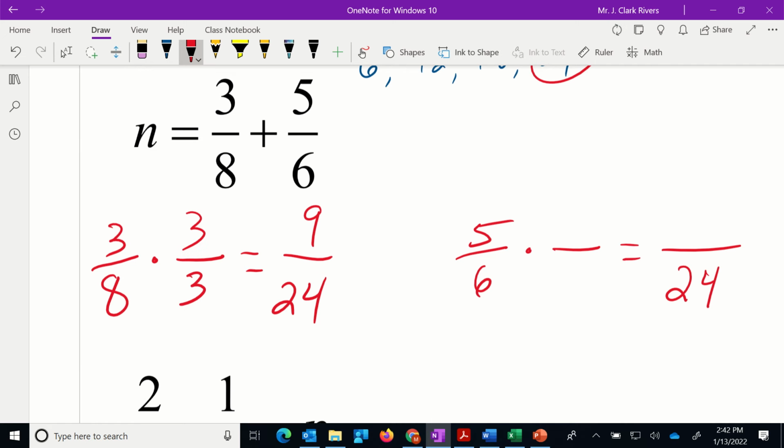Wait, so you multiply the top, or we divide the top and the bottom? We're not dividing, we're multiplying. That's stupid. Okay, how did you find out this thing?